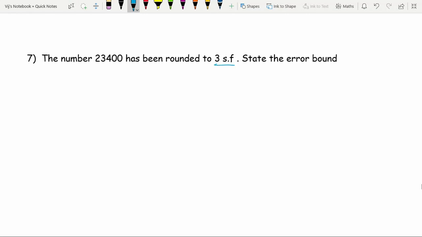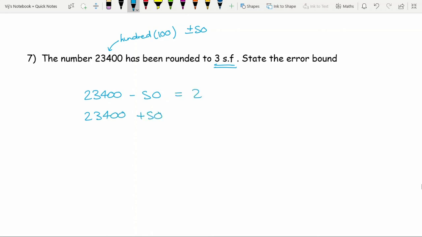Now we're rounding to 3 significant figures. Our third significant figure is in the hundreds place, so I'll just write 100. As we're rounding to the nearest 100, I'm basically looking at plus and minus 50 either way. To find our lower bound, all I need to do is 23,400 take away 50. And to find our upper bound, I need to do 23,400 plus 50.